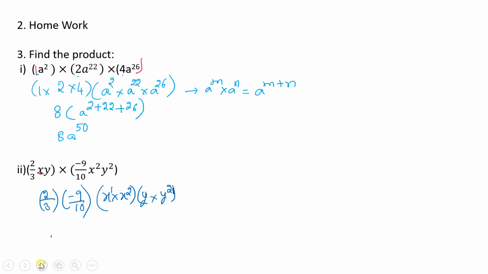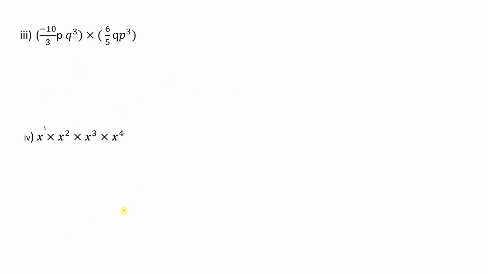Here you can simplify. 2 ones are 2, 5 threes are 15. Wait, 3 ones are 3, 3 threes are... You have a negative sign, so it is minus 3 by 5 into x into x square is x cube, y into y square is y cube. I hope it is clear, children.